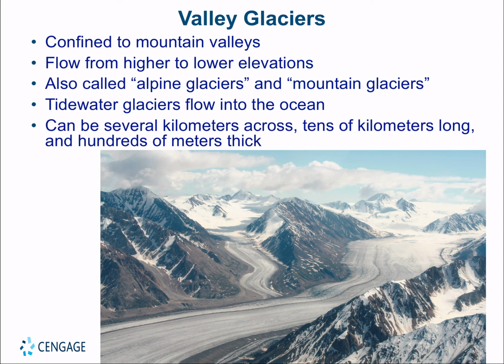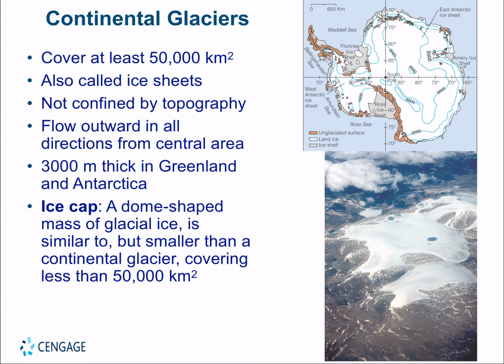Now these can be very big. I'd say several kilometers across, tens of kilometers long, and they can be several hundred meters thick. This shows a picture of a valley glacier in Alaska, and you can see how the glacier is moving from the high elevations down to the lower elevations along the mountain valleys.